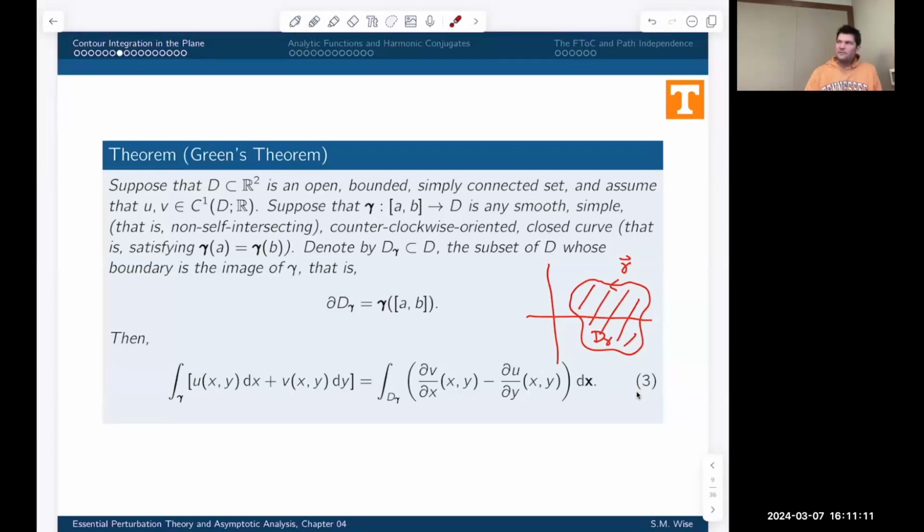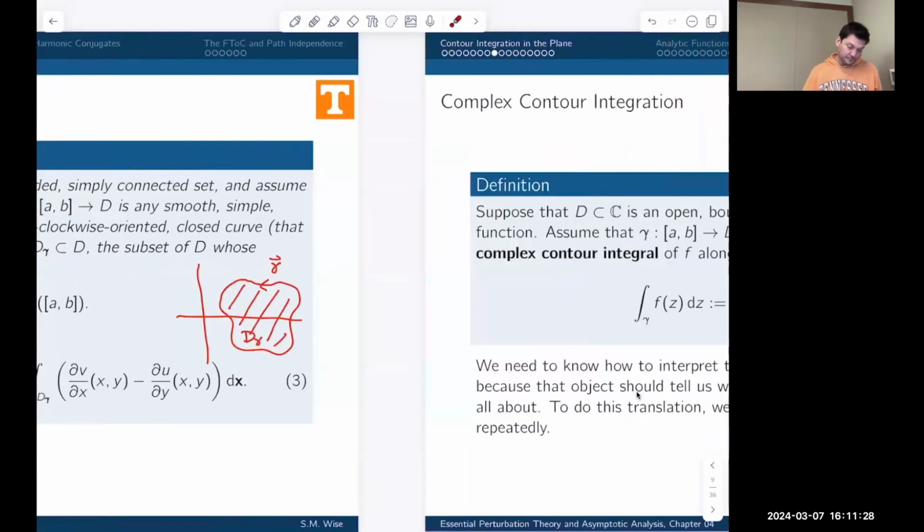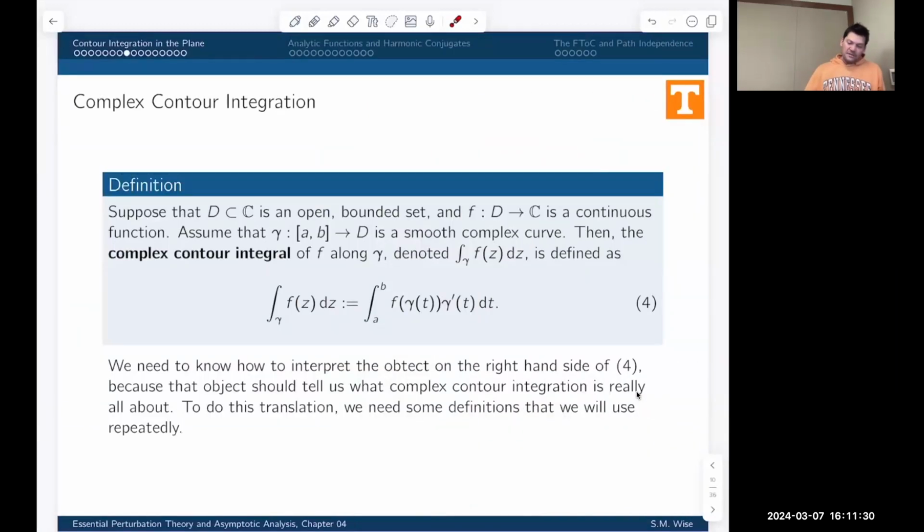All right, how many of you have seen Green's theorem before? Okay, good, everybody. Most calculus courses have, they're dropping the vector calculus portion, and some people are missing out on these things now. So this is where I ended last time, talking about complex contour integration.